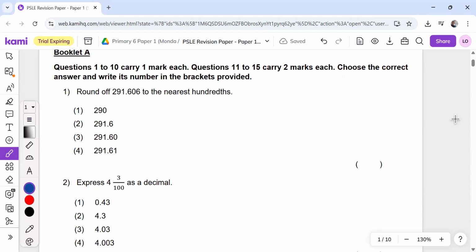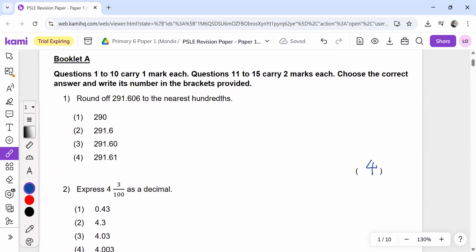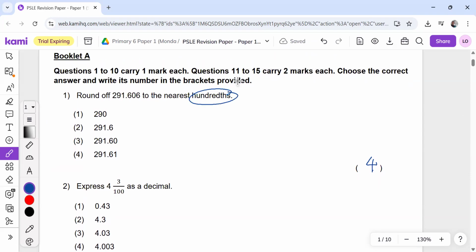Got to start already. Okay, question one, the answer is number four. Why is it number four? You want to round off to the nearest hundredth. Hundredth means two decimal places. So, what is your two decimal place? How do you round off to two decimal places?